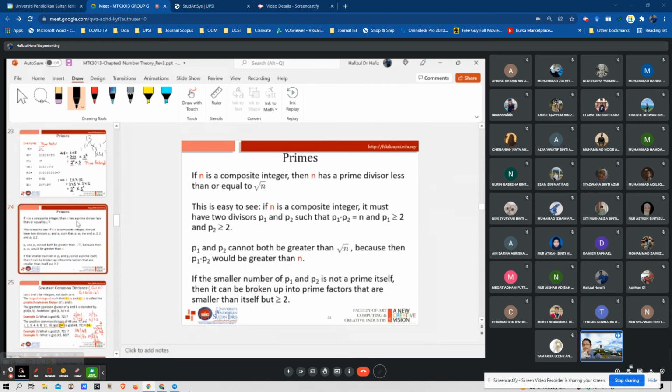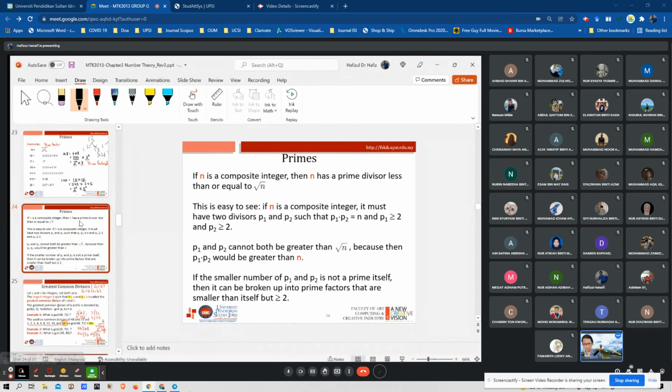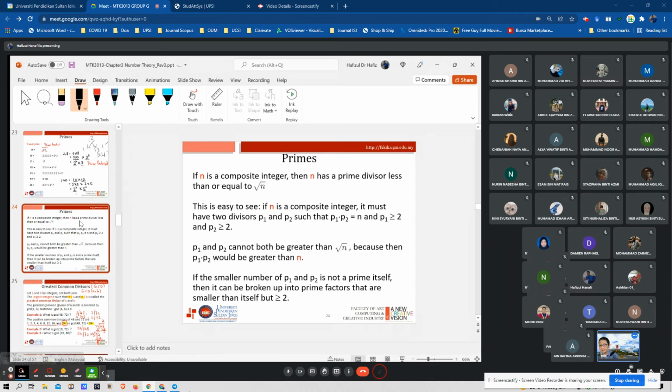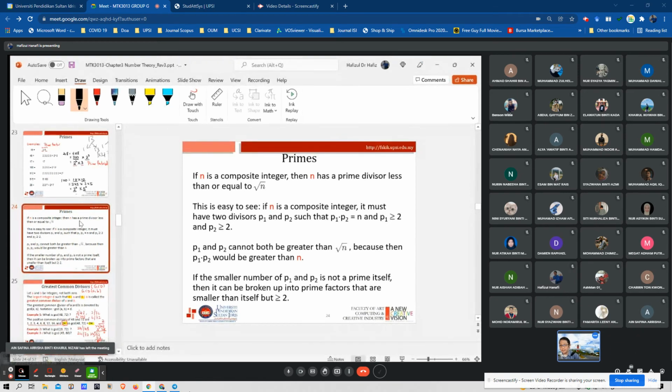Okay, if n is a composite integer, then n has a prime divisor less than or equal to the square root of n. It is easy to see: if n is a composite integer, it must have two divisors p1 and p2 such that p1 multiplied by p2 equals n, where p1 and p2 are each greater than or equal to 2. p1 and p2 cannot both be greater than the square root of n, because p1 multiplied by p2 would be greater than n. If the smaller of p1 and p2 is not a prime itself, then it can be broken up into prime factors that are smaller than itself but greater than or equal to 2.